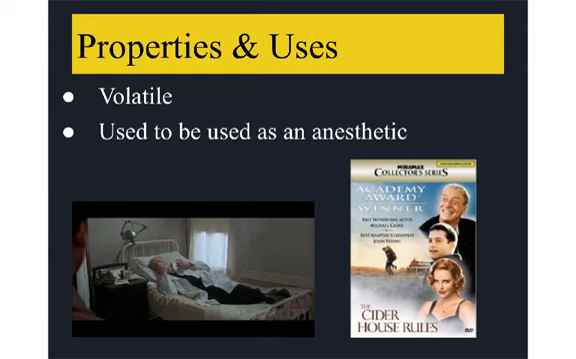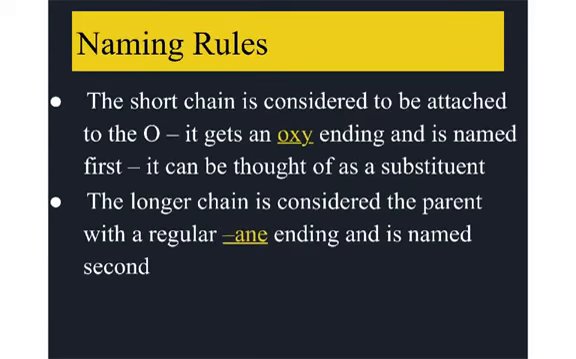So they had to work in a well-ventilated area to make sure that didn't happen. It's also highly flammable, so you had to be careful around sparks or open flames. So not ideal. The naming rules are a little bit tricky for this one. The short chain is considered to be like an attachment. It gets the O, and it also gets the name oxy. And then the long chain is like a parent chain, so it just gets a regular ane ending.